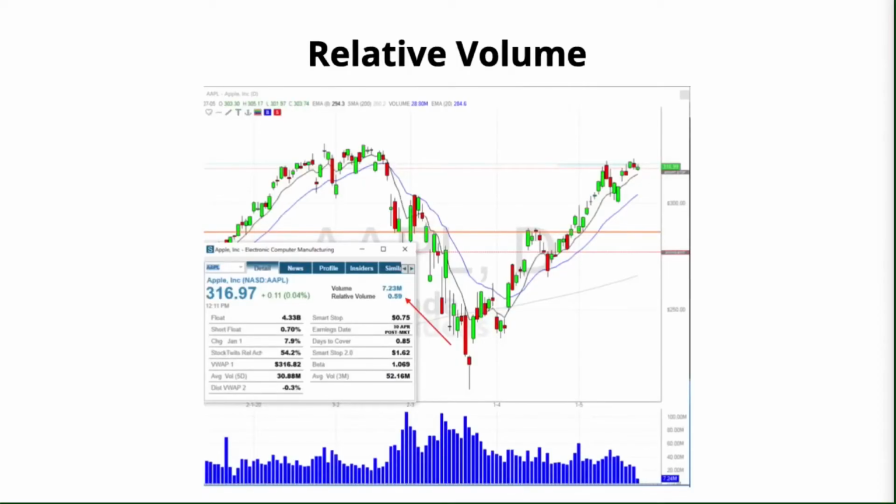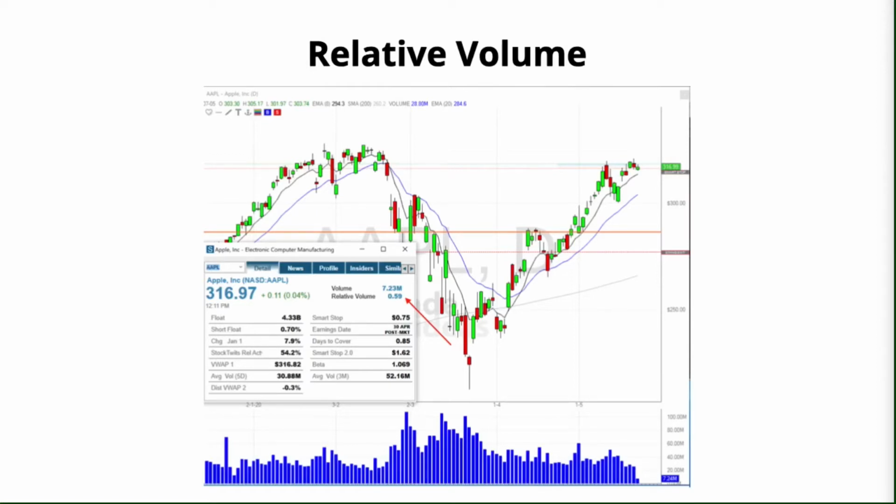So what relative volume is, and this is kind of complex, but it's everywhere in Trade Ideas and it's very important, is it basically just takes the amount of volume done right now at any given point in the day and compares it to previous days at that exact time.